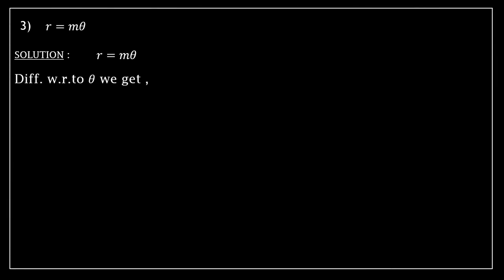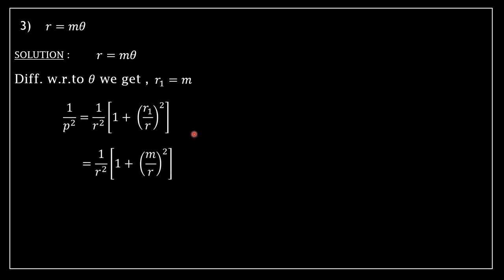Let me differentiate it with respect to theta so that the equation reduces to the form. What is the derivative of R? Differentiation of R is R1, which is equal to differentiation of m theta with respect to theta, which is m itself. Since R1 or dr by d theta is independent of theta, let me directly substitute it in the equation. 1 by p square is equal to 1 by r square into 1 plus r1 by r whole square, so that the equation reduces to the form 1 by r square into 1 plus m by r whole square.